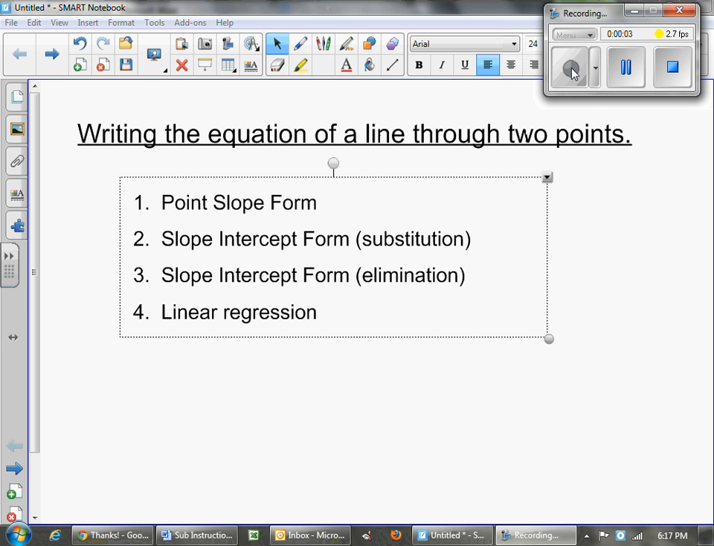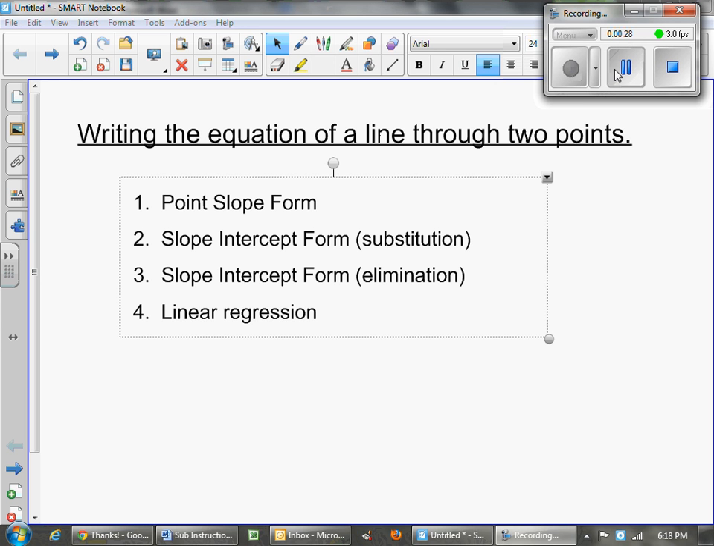Hi there. We're going to be working on checkpoint 2.2a. Part of the deal is finding the equation of a line through 2 points. The instructions they gave you in the checkpoint really were not the way most of you do it, so I was going to make a little video here and refresh our memories on how most of us do that.